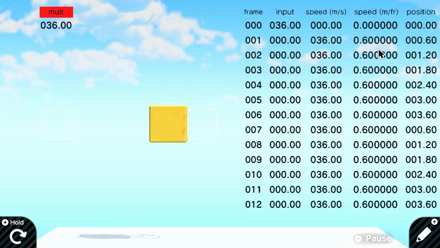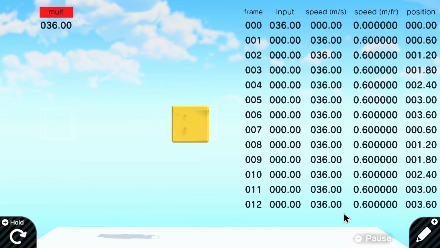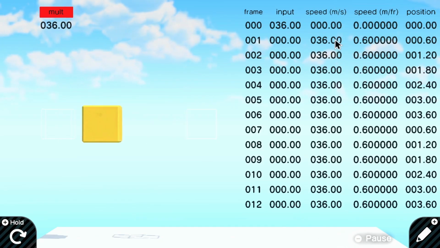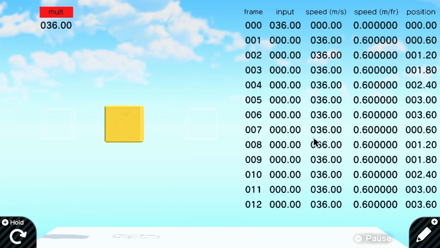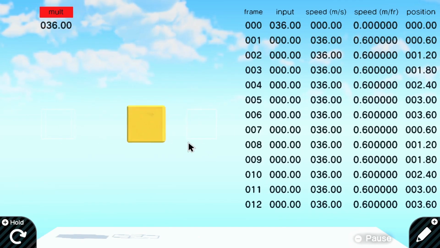So it basically cancels out. And now we have an object that doesn't lose its speed at all. That's basically all there is to this setup.